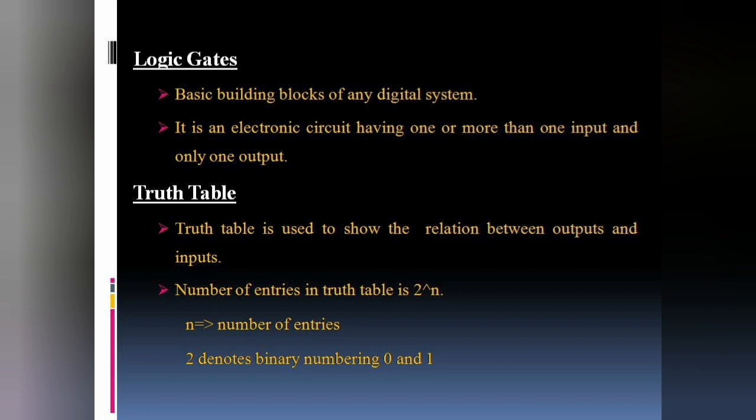For example, in the case of a NOT gate, the input is 1 and the number of entries in the truth table is 2 raised to n, that is 2 raised to 1, which is 2. In the case of AND gate and OR gate, inputs are 2. Total entries in the truth table is 2 raised to 2, that is 4. That is, entries are 0, 0, 0, 1, 1, 0 and 1, 1.